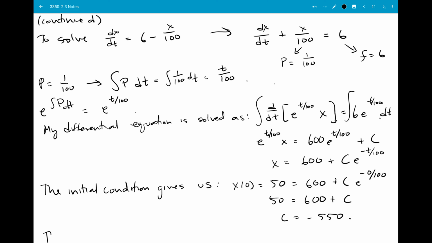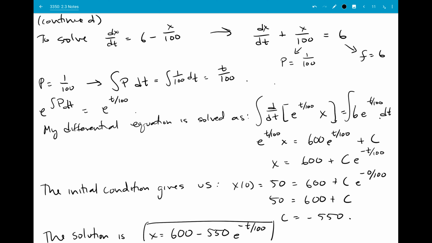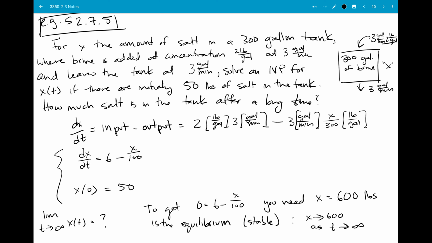And so our solution is x equal to 600 minus 550 e to the minus t over 100. So that's going to tell you how much salt is in the tank after any amount of time t. Now, when we come back in the next video, because we're running up against the time limit here, I'm going to touch back on that question right here, how much salt is in the tank after a long time, differently than we did before.